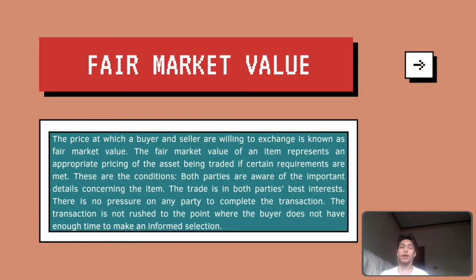The price at which a buyer and a seller are willing to exchange is known as the fair market value. The fair market value of an item represents the appropriate pricing of the assets being traded if certain requirements are met. These are the conditions. Both parties are aware of the important details concerning the item. This trade is in both parties' best interest. There is no pressure on any party to complete the transaction, and the transactions are not rushed to the point where the buyer does not have enough time to make an informed selection.